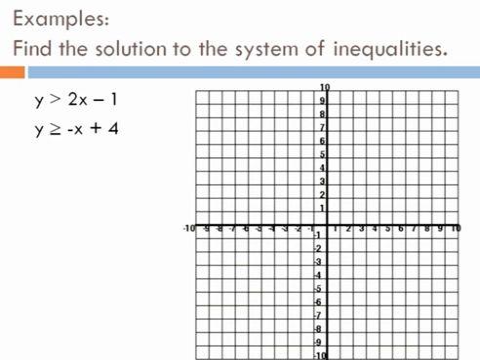First we have y is greater than 2x minus 1, so we'll graph that one first. The y-intercept is at -1, the slope here is 2, so we'll go up 2 and over 1, up 2 and over 1. This is a greater than symbol, so we're going to have a dashed line. Don't forget about that. And then it's greater than, so we're going to be shading above.